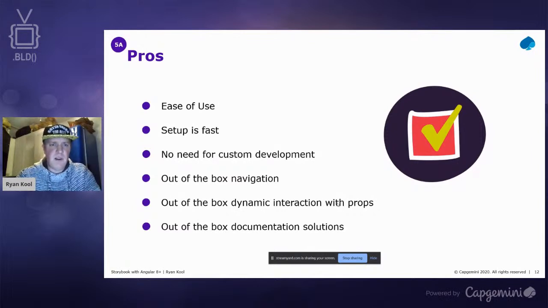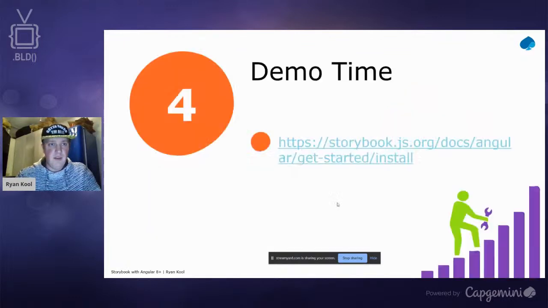There's no need for custom development, so you don't have to build your own navigation bar, you don't have to build your own configuration bar, you don't have to build most of it. You can just actually use your components, display them the way you'd like them. Like I said, it comes with out-of-the-box navigation. It comes with dynamic interaction with props, which is awesome because it makes it more tangible what your components can do. And it comes with out-of-the-box documentation solutions, which a lot of developers don't like documenting. So this is a good feature.